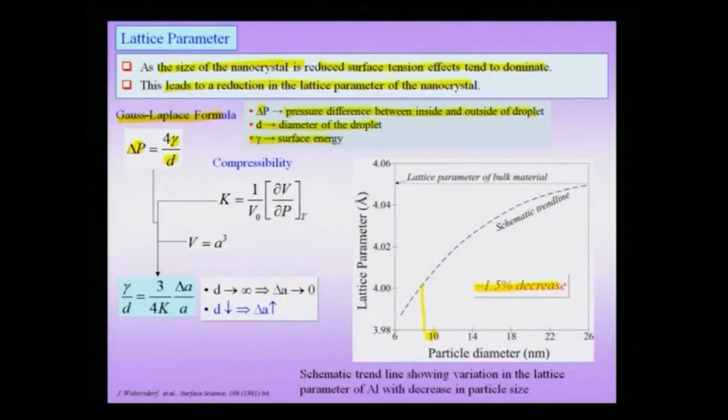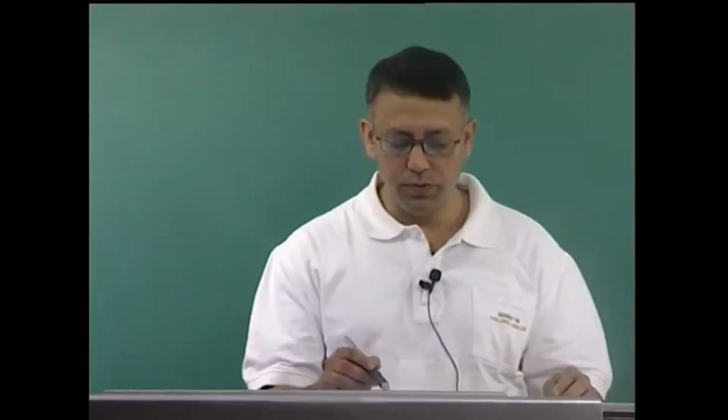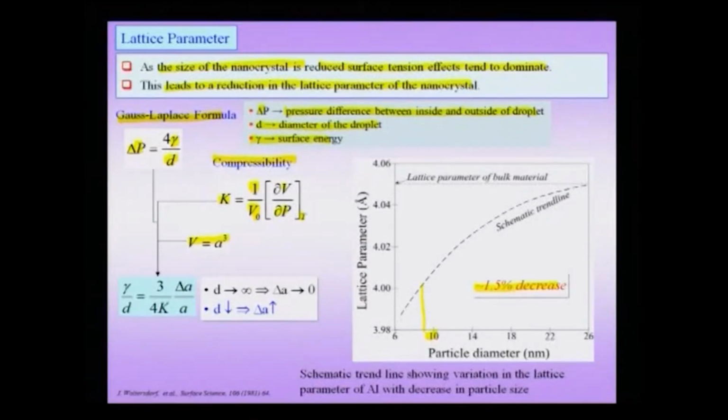Now, for the bulk, I can write down the definition of compressibility K as 1 by V naught dou V by dou P at constant temperature. Here V 0 is the volume of the unit cell when the particle size is large. That means it is a crystal where surface tension effects are negligible, and this V can be written as A cube, and in fact I mean A0 cube, where A0 is the bulk lattice parameter.